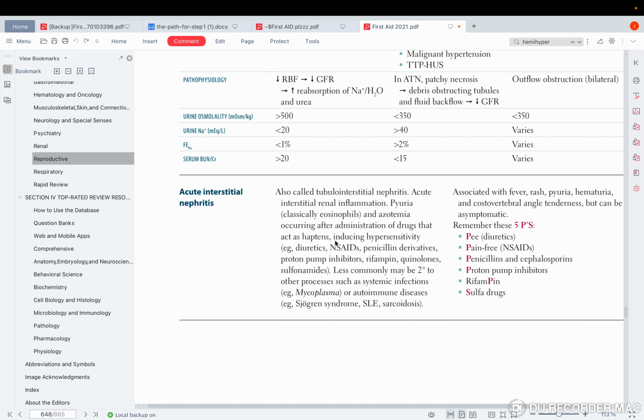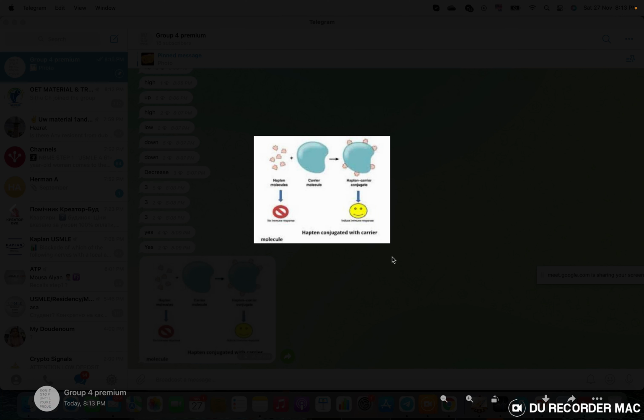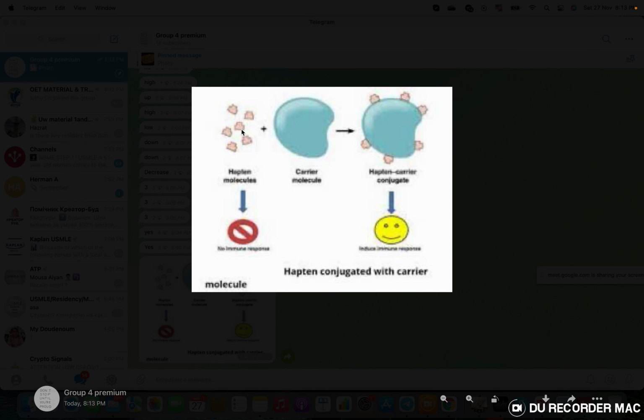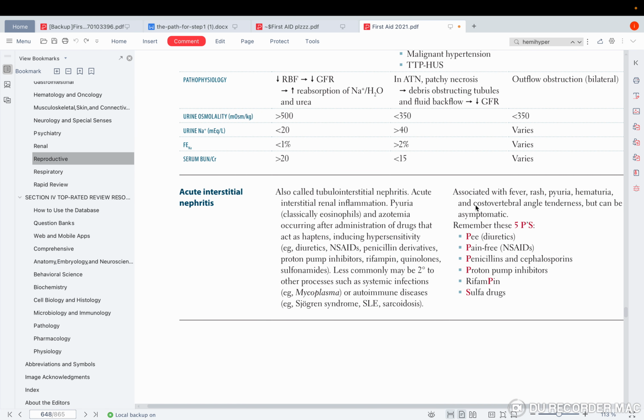Basically, you need to be predisposed to having this from a genetic point of view. Like, I just want to send this picture. Actually, I have it on my phone. Here you go, guys. I just sent a picture on Telegram. And you can see that these haptens are molecules that do not lead to an immune response. But when you have the carrier protein, which you might have because of your genetics, you can have a hypersensitivity reaction.